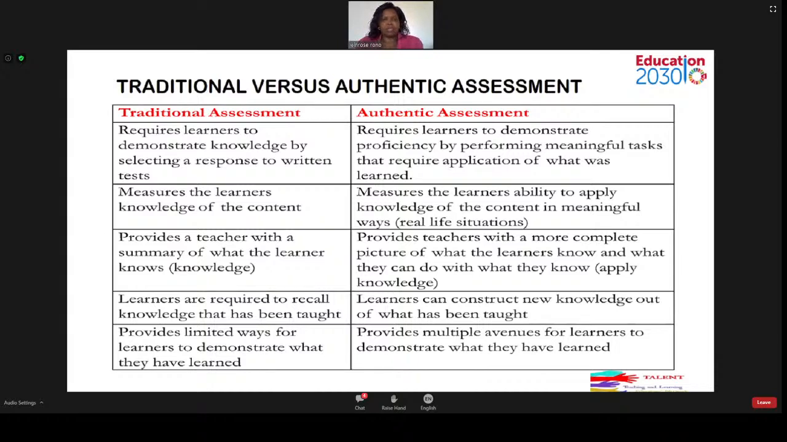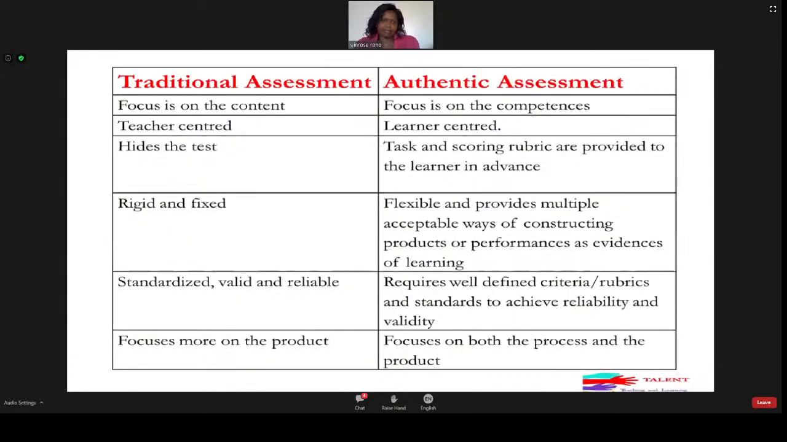In traditional assessment, it measures learners' knowledge of the content, while authentic assessment measures the learner's ability to approach knowledge of the content in meaningful ways, that is reflecting the real life situations. It also provides teachers with a more comprehensive picture of what the learners know, what they can do, and what they need to know. So our learners are able to construct new knowledge of what has been taught. And it also provides multiple avenues for learners to demonstrate what they have actually learned.